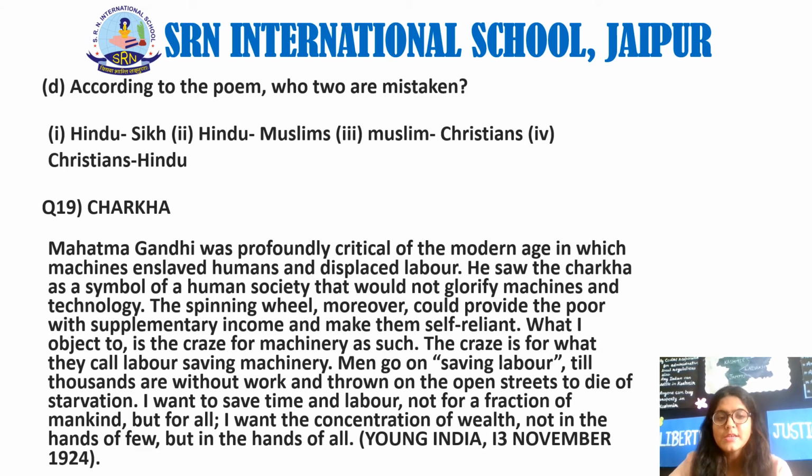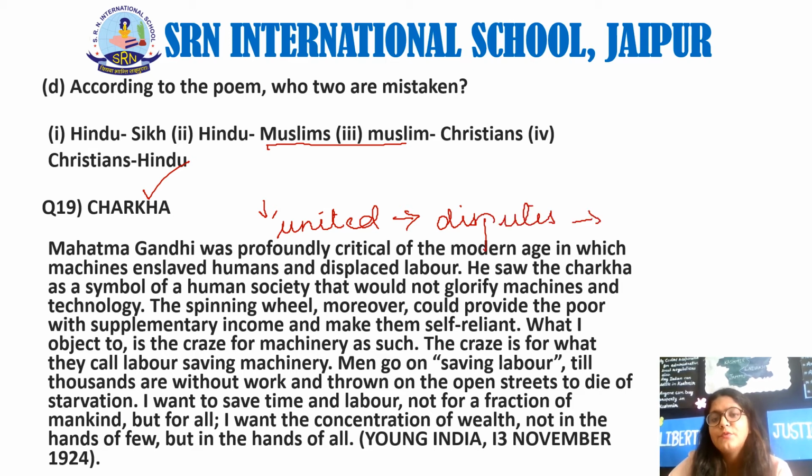Now, question D of the excerpt. According to the poem, who two are mistaken? As I've already told you in the beginning of the excerpt, Kabirji is pointing out two communities, that is Hindus and Muslims. So the answer to this question would be the second option, Hindus and Muslims. And now he wants them to be united, and he wants that there should be no disputes in mankind, and they should follow the one Lord policy, that there is only one supreme power who is governing all of us.